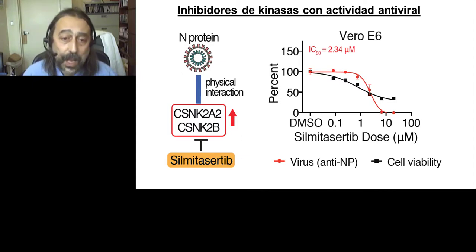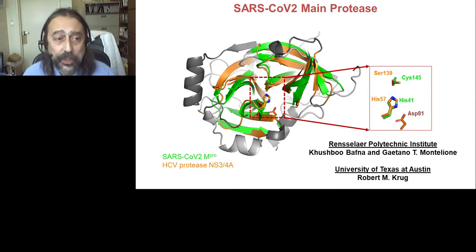Okay, but some of our studies have been done not with these omics approaches, but by predicting from structural studies. This is the case, for example, of a study that we conducted together with Mukund Bafna and Gaetano Montelione at Rensselaer Polytechnic Institute, and also in collaboration with Bob Krug at the University of Texas at Austin, in which they compared the crystal structure of the hepatitis C virus protease and the Mpro, which is a protease that is encoded by SARS-CoV-2 and that is required for viral replication.